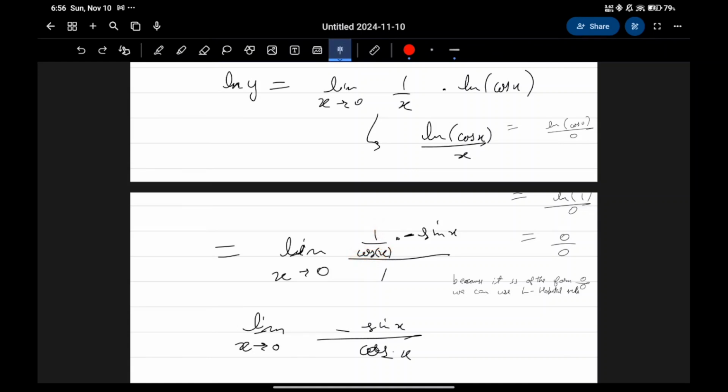Now, what is actually on the inside? Cosine of x. So I'm going to use the chain rule. The derivative of cosine is negative sine. Basically, I'm differentiating log of cosine, okay?